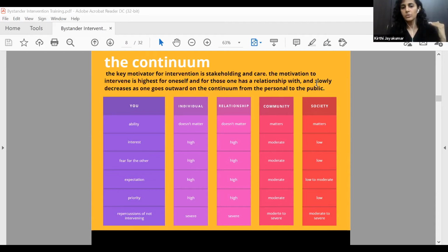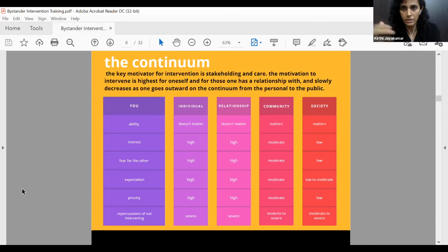In the same sense, we look at themes of priority playing out in the same way. And the repercussions of not intervening are severe when it comes to ourselves and those that we care for, because the damage is immediately on us to face. But when it's community, when it is society, if we can put a distance between ourselves and what's happening outside of ourselves, then our stakeholding is relatively low. So across the continuum, what you see is a tapering down of interests.